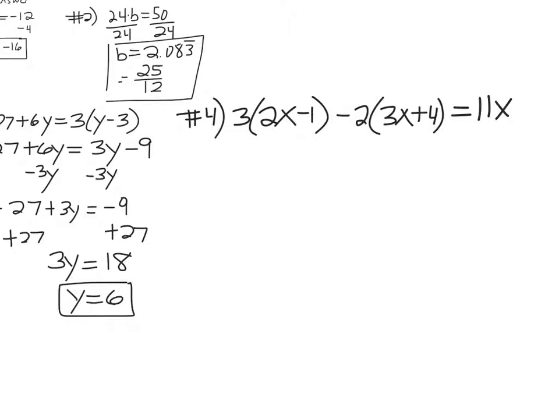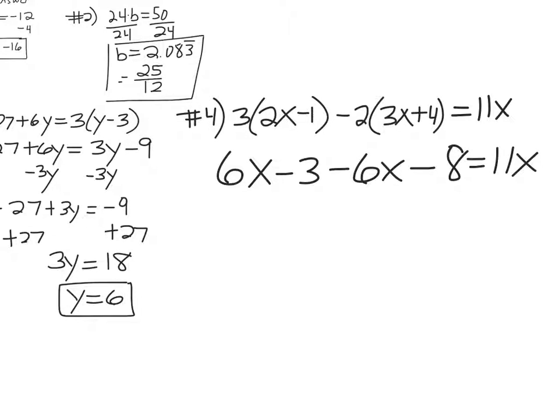All right, 6x minus 3, minus 6x. Oh, those are going to cancel out. That's exciting. And then minus 8 equals 11x. Okay, so here we go. Now, our like terms are on the same side this time, so those actually cancel each other out. And then negative 3 and negative 8 make negative 11.